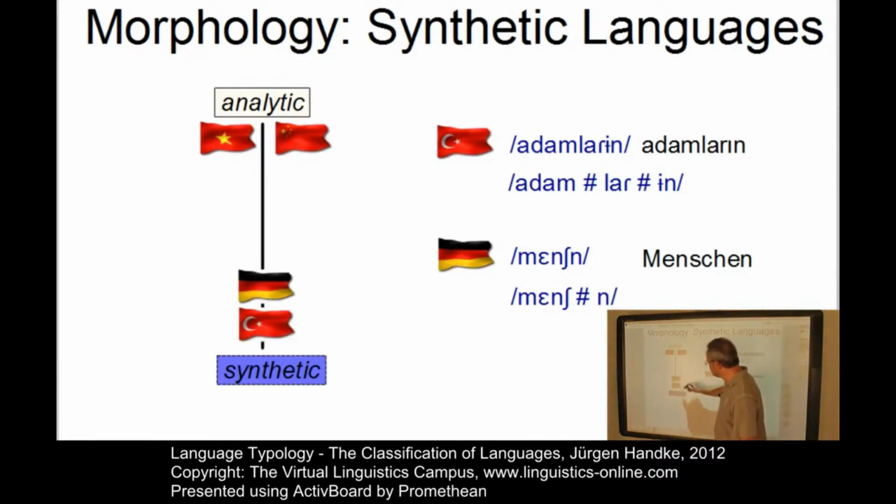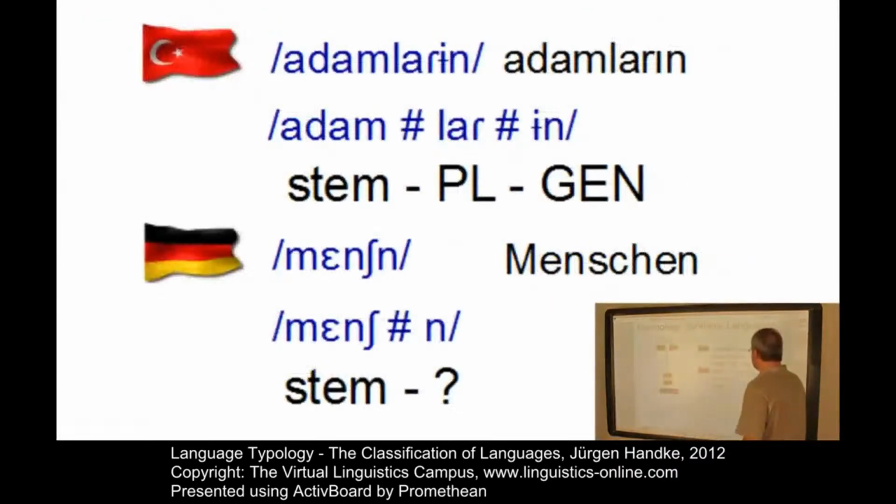The degree of synthesis is different. One could argue that German is less synthetic than Turkish because there are fewer inflectional possibilities in German. Let us now look at the function of the morphs in German and Turkish in more detail. Now, in Turkish, we have a clear-cut correspondence between morphs and their grammatical function. Adam, which means man, is the stem. Lar stands for the plural, and in stands for the genitive. In German, the same holds for Mensch, which is the stem. But what about the affix?